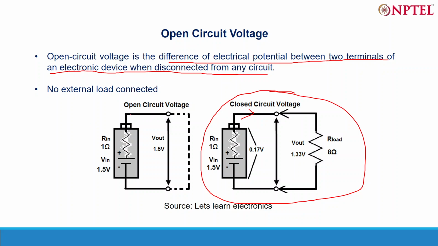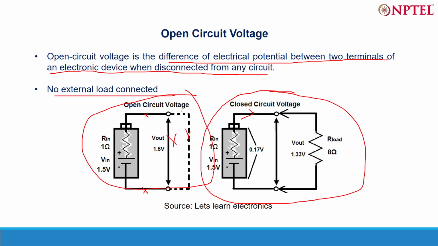But what happens here? The current will go here, so this is a breakage. Whatever voltage we measure between the two terminals is the maximum voltage that can be obtained from this power source. This is the open circuit voltage. Assume some losses in these wires, but these losses will be minimal because the distance is not much. There is no external load connected. So this is the open circuit voltage.